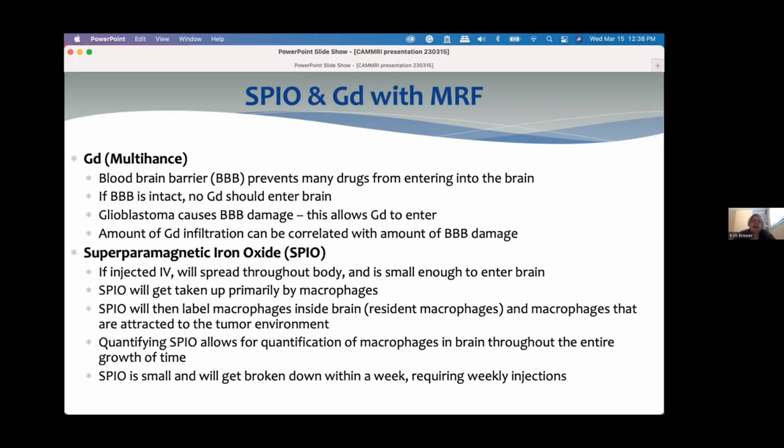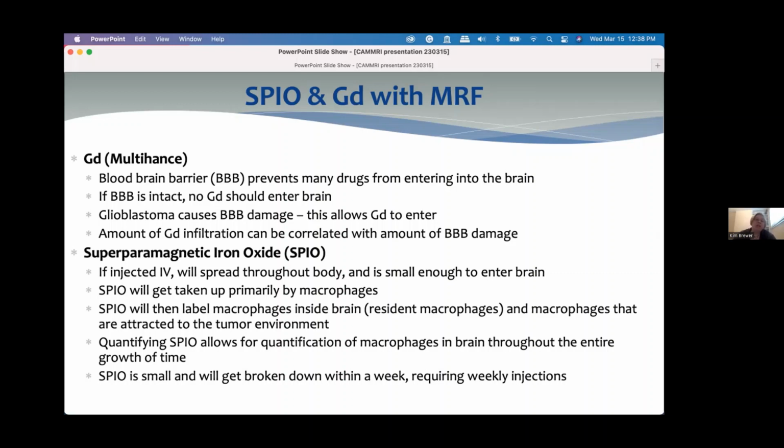For iron oxide, in the past, we'd always done in vitro labeling and then injecting of the cells. In this particular case, we want to inject the iron oxide intravenously where it will spread throughout the body. It is small enough to enter the brain. It will get taken up by macrophages, both within the brain and in other parts of the body. And macrophages in other parts of the body can be recruited to the brain as well. If we quantify iron oxide, we can quantify macrophages in the brain throughout the growth period.